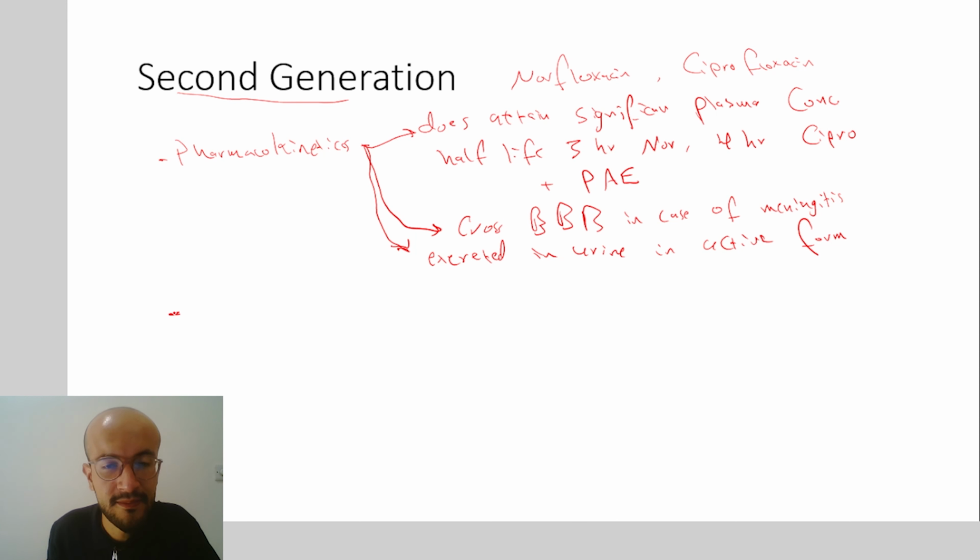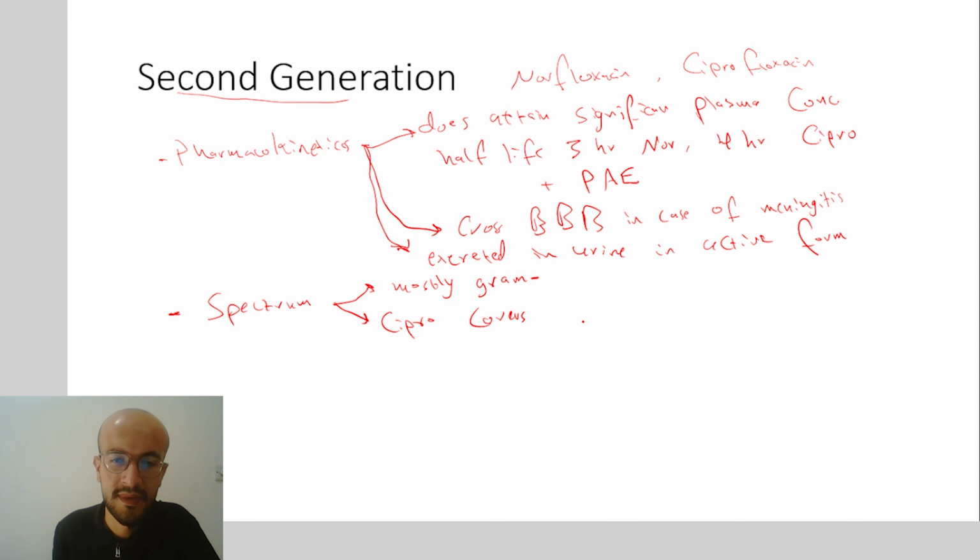Now regarding the spectrum, they also work mostly on the gram-negatives, the same as the first generation, but ciprofloxacin covers some resistant organisms such as Pseudomonas. So cipro covers Pseudomonas and Mycobacterium tuberculosis.